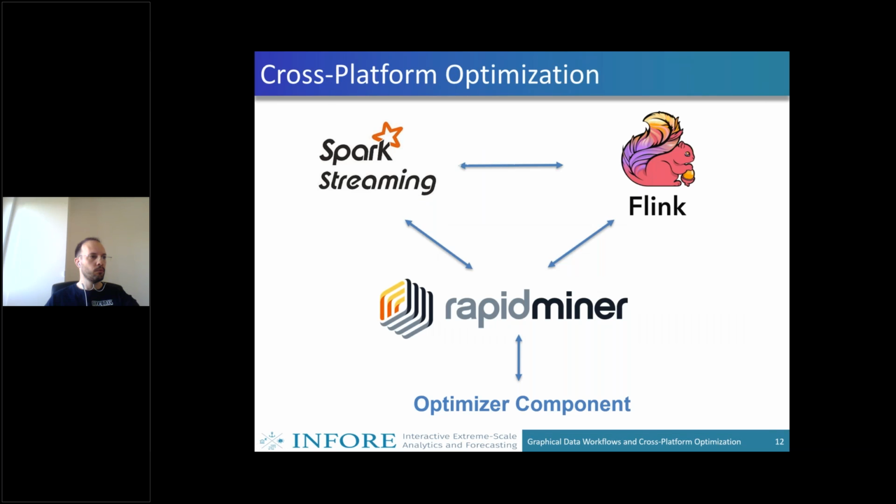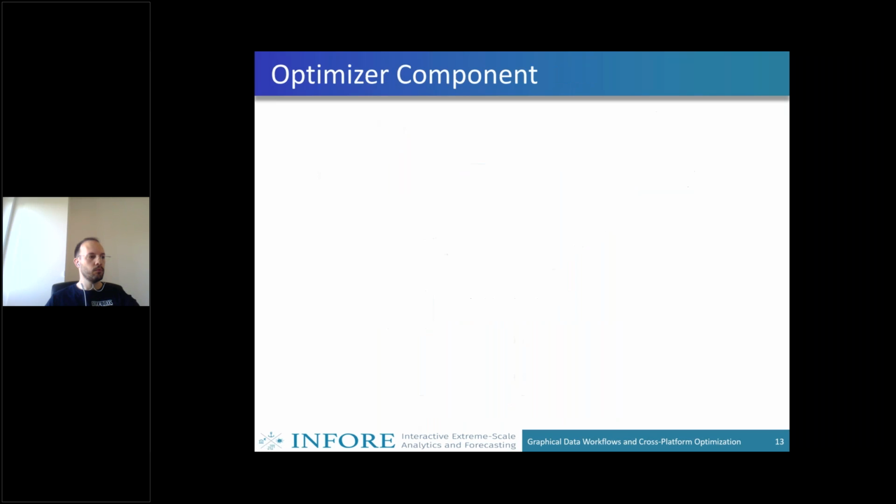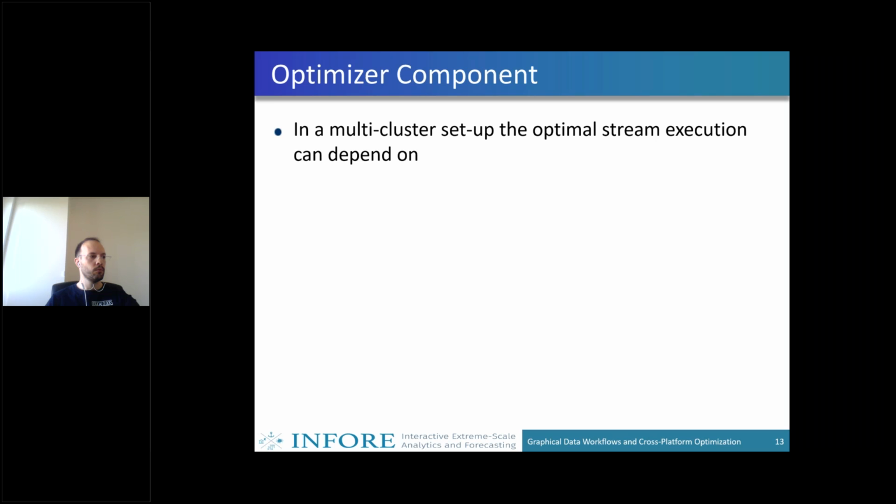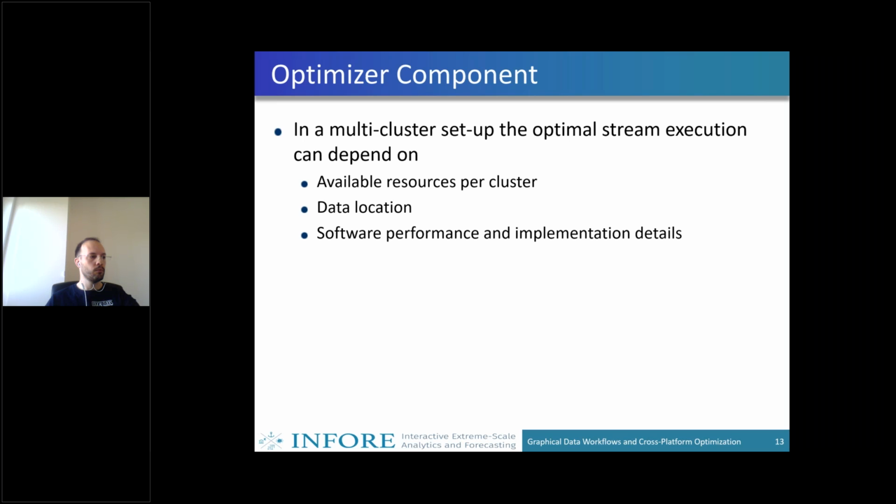So what we want to do is not only have a single graphical workflow, but we also want customization. As you see here, we now have another connection between Spark Streaming and Flink, and we have a new component, the optimizer. What this optimizer is doing: if you have a multi-setup, with several clusters available in a huge infrastructure, the optimal execution can depend on different aspects.